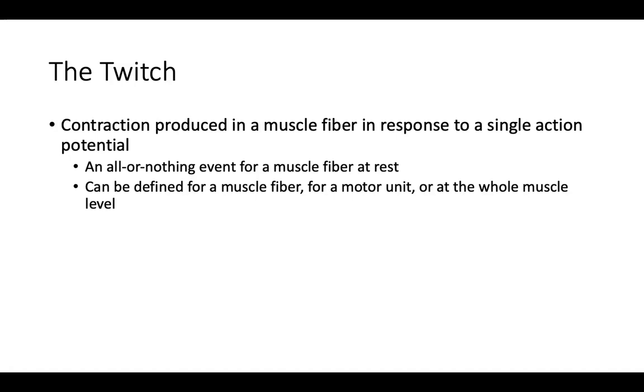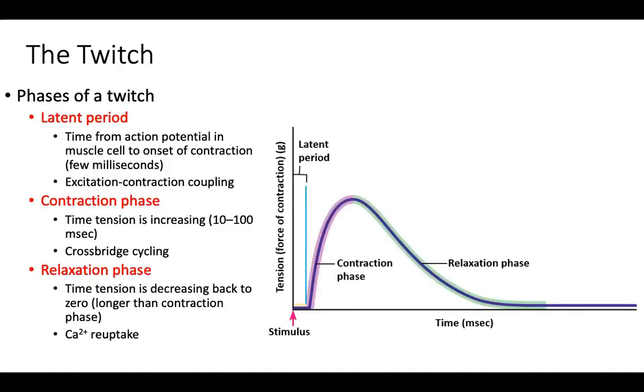We can talk about a twitch as it applies to an entire motor unit, or we could think about a twitch at the level of the entire muscle, right? But it's just that brief period of a single contraction that is caused by a single action potential. All right, in other words, a single unit of muscle contraction. Now, if we were to look at a single twitch, there are different phases of a twitch. There's the latent period, there is the contraction phase, and then there is the relaxation phase.